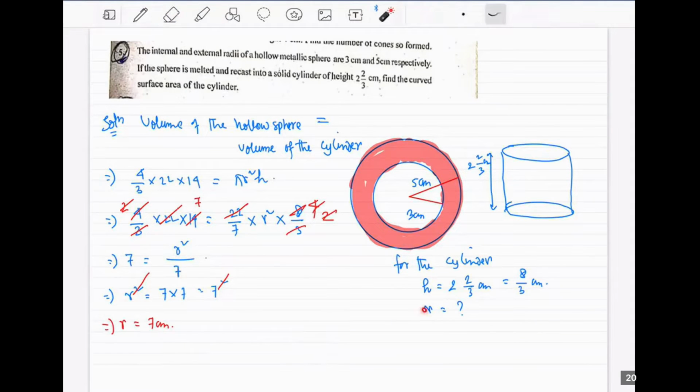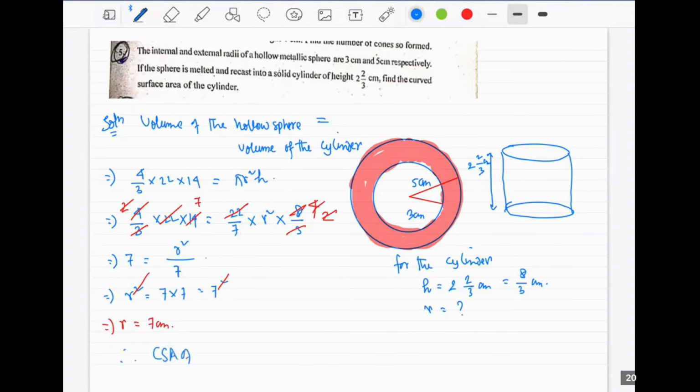Now, we did not know the radius of the cylinder. We just know the height is 8 by 3, right? Now, by this equality, we are able to find out the radius of the cylinder also. This radius, this part right here, this radius is how much? 7 centimeters. Now we have everything that we need in case of the cylinder. We know the height and we need the radius. We only need these two dimensions. So what does the question want then? The question wants, find the curved surface area of the cylinder.